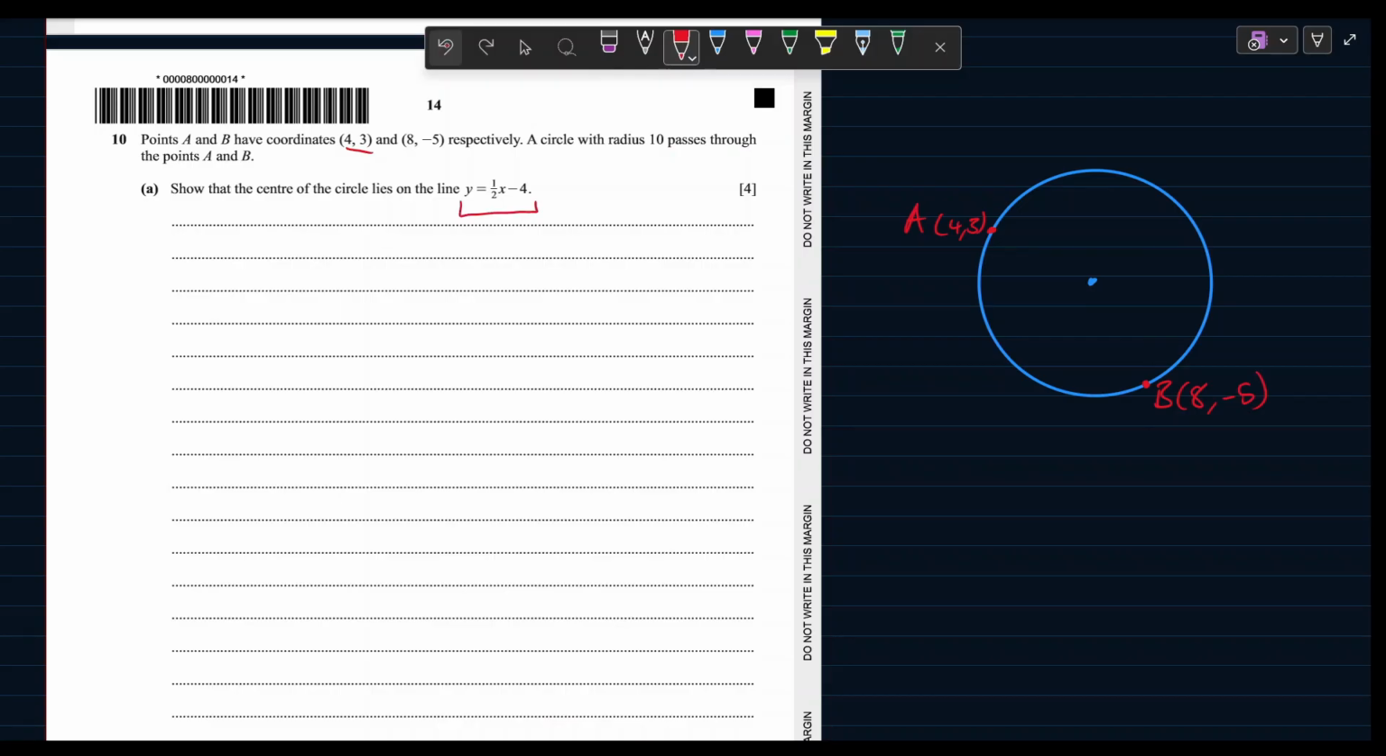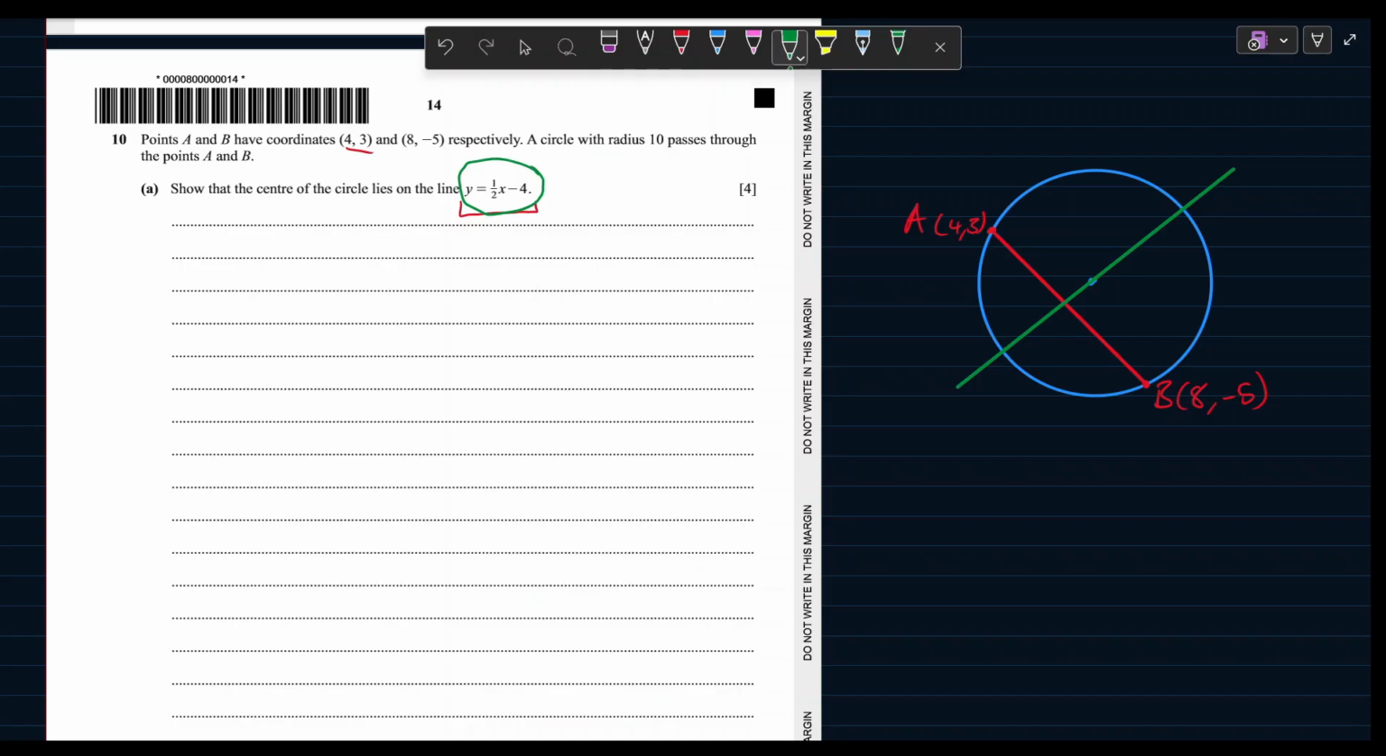So the idea that we want to use is that if I join points A and B, this forms the chord AB. And there is a rule that says the perpendicular bisector of any chord passes through the center of the circle. So the perpendicular bisector of our line AB is going to pass through the center of the circle. And so this is likely going to be the equation of our perpendicular bisector.